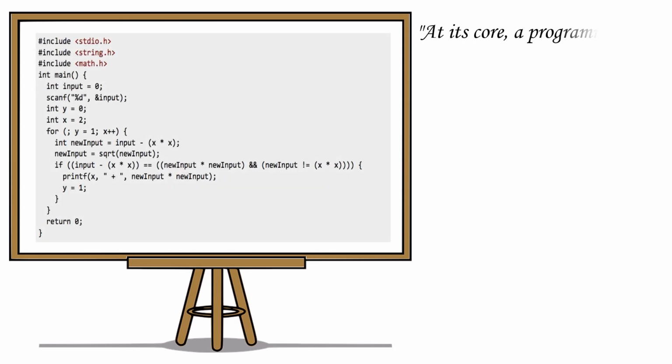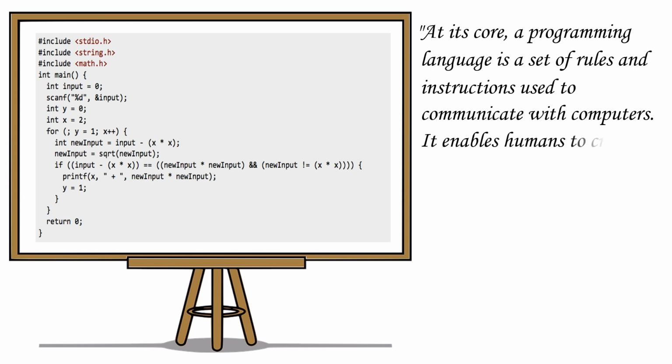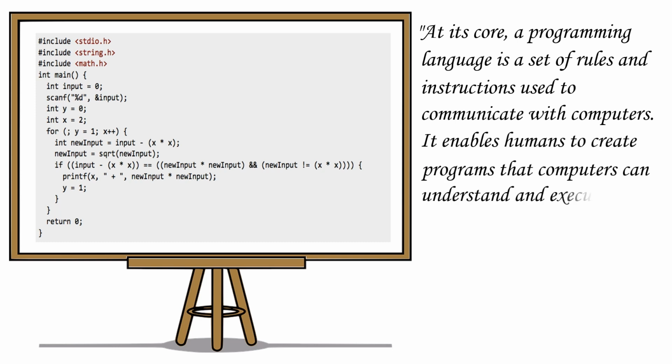At its core, a programming language is a set of rules and instructions used to communicate with computers. It enables humans to create programs that computers can understand and execute. Think of it as a bridge between human logic and machine operations.